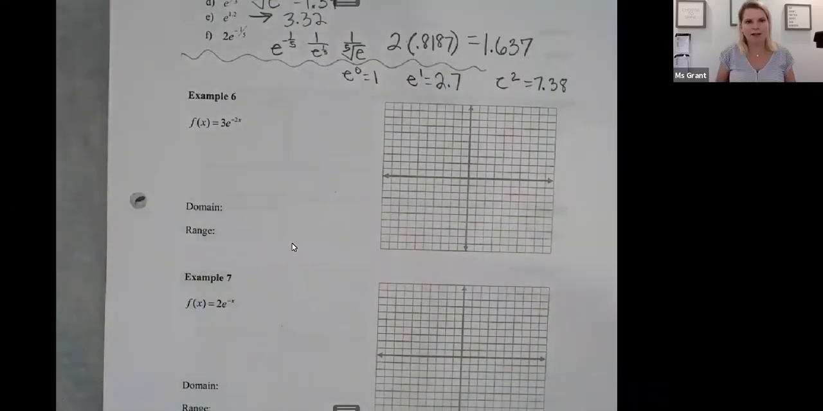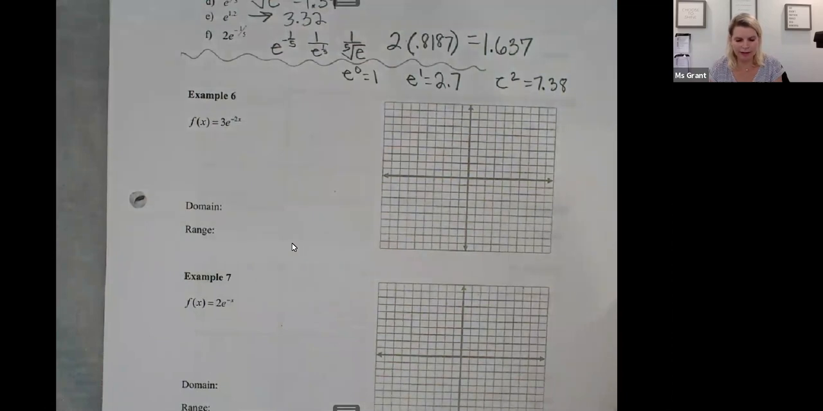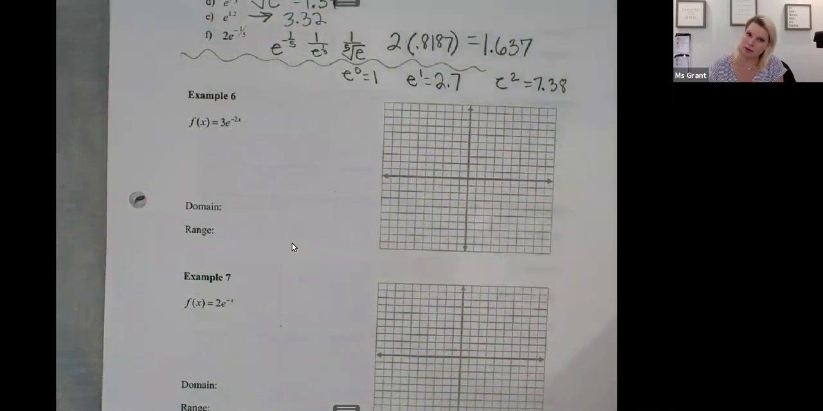We are on chapter 6, lesson 2, and we are talking about graphing exponential functions. So my exponent is going to have a variable in it. My exponent is also going to have the letter e, the natural number. So we are just practicing graphing. We have 3 graphs that we're going to do today.